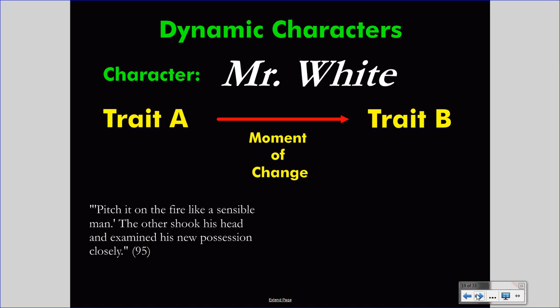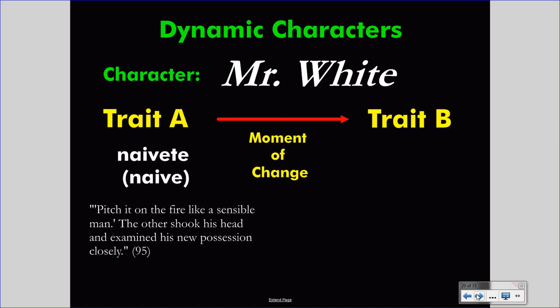At the beginning of the story, Mr. White is discussing the monkey's paw with the sergeant major, and the sergeant major advises him to destroy it, but Mr. White will not. The story reads, "Pitch it on the fire like a sensible man." The other shook his head and examined his new possession closely. Mr. White is ignoring the advice of an older, wiser man regarding a dangerous object. He is pleased by the object and simply wants to play with it. He is curious and ignorant to the outcomes of the monkey's paw.